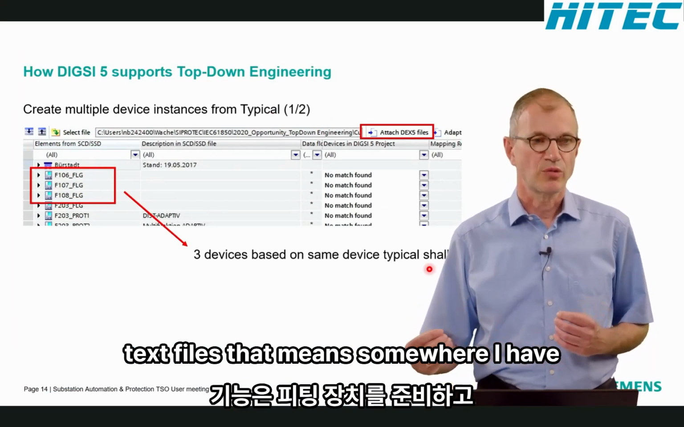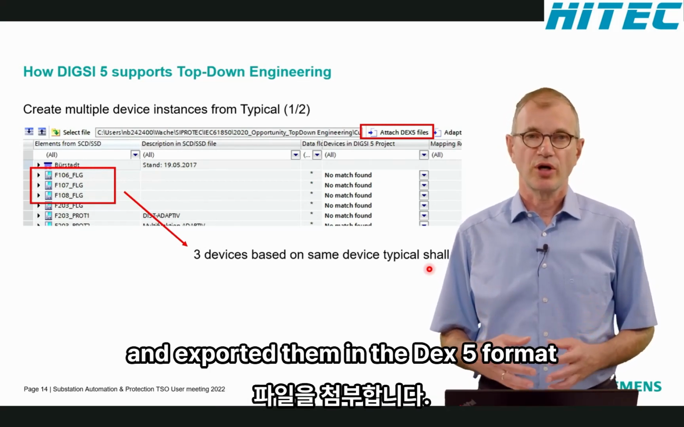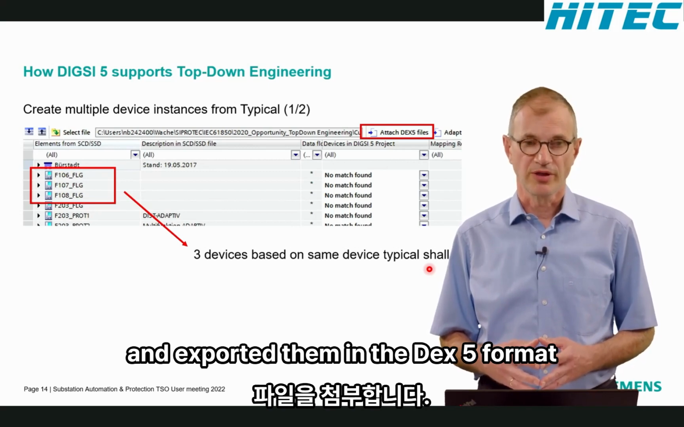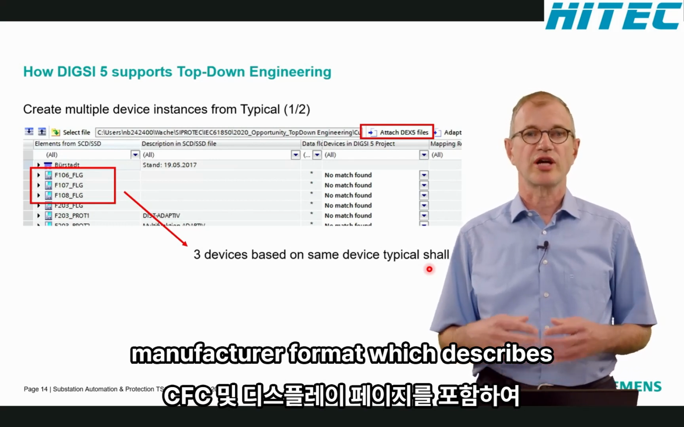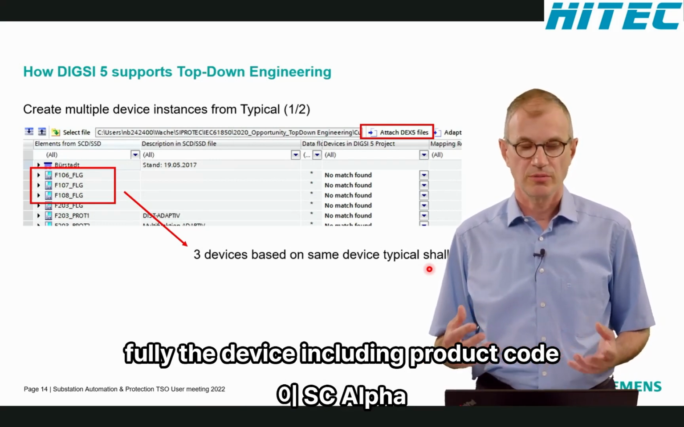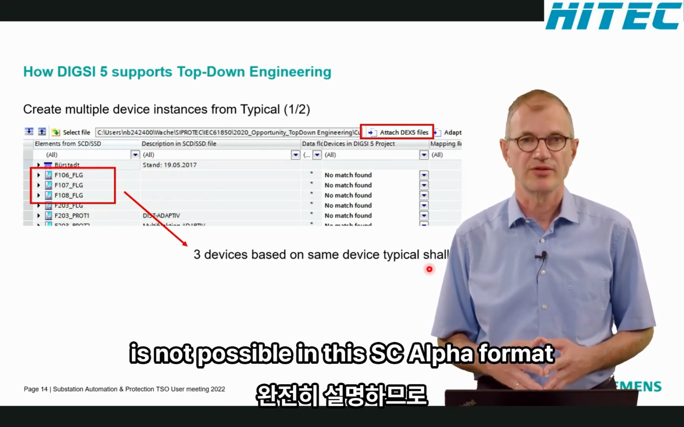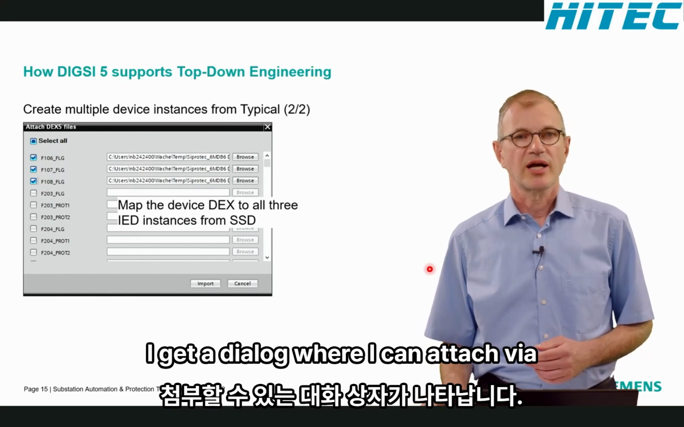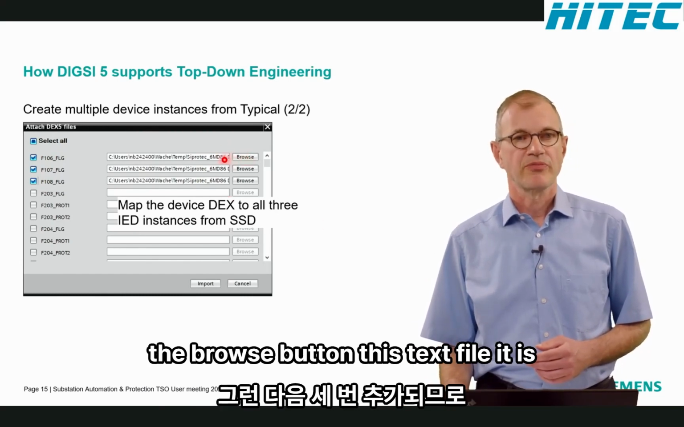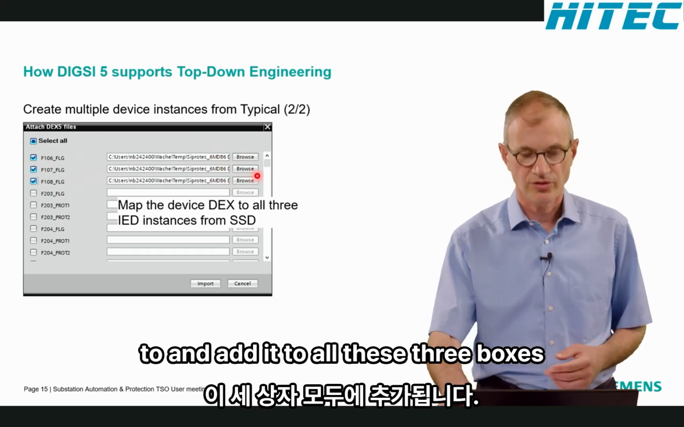That means somewhere I have prepared the fitting devices and exported them in the DIGSI format. This is our Siemens manufacturer format, which describes fully the device, including product code and the CFC and the display pages, what is not possible in this SCL format, of course. So then I get a dialog where I can attach via the browse button this DIGSI file. It is then added 3 times, so it's one click and added to all these 3 boxes here.